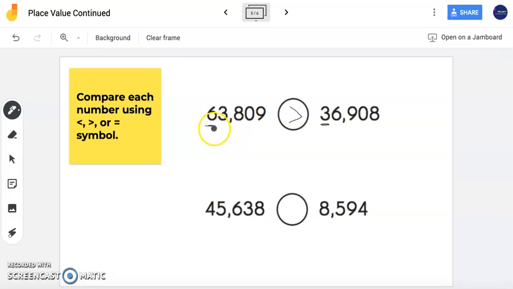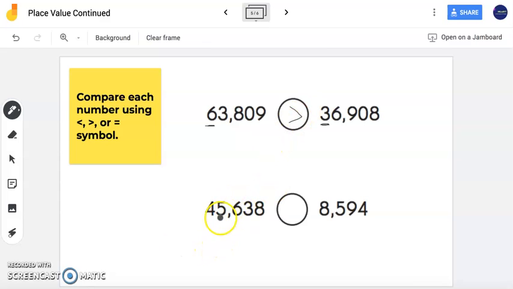Now here I was fortunate that the first digit told me that this number was much larger. And as a reminder, when you're using the greater than or less than sign, it does eat the larger number. Okay, so make sure when you're writing those symbols, you're writing them in the correct spot.